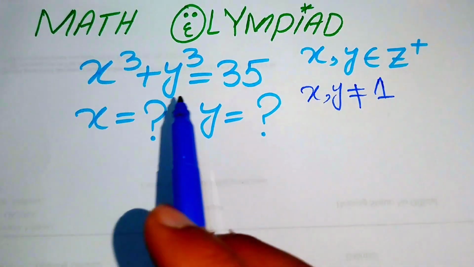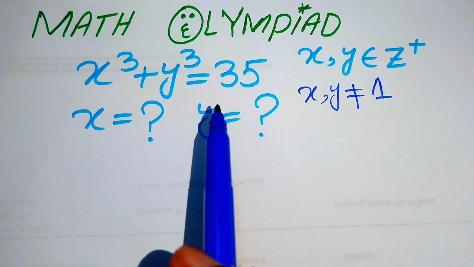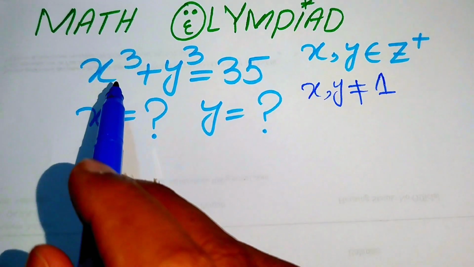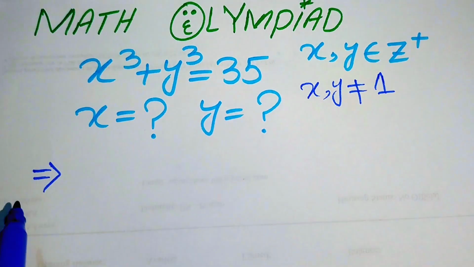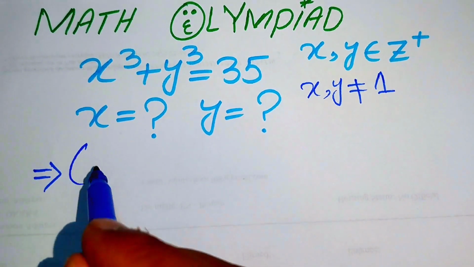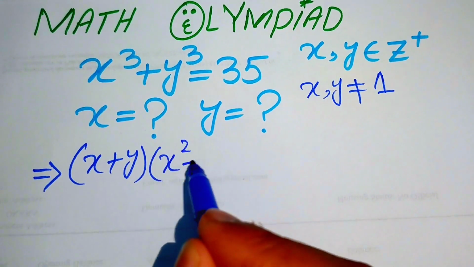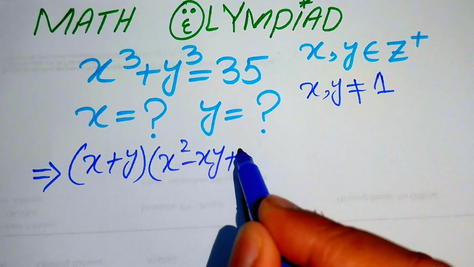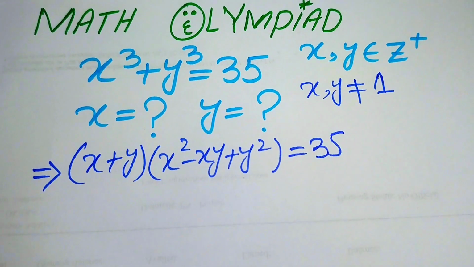So here you focus on the given question statement, and we have x cubed plus y cubed equals 35. Here we use the nice cubic formula on the left hand side, and we get the equation in this form: x plus y times x squared minus xy plus y squared equals 35.